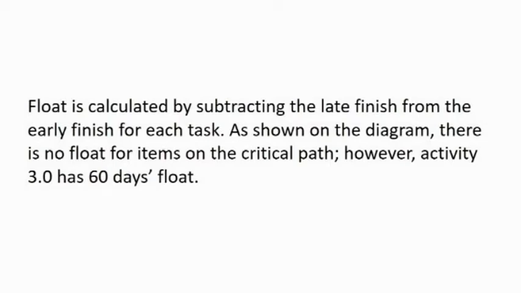The next thing is the float, which is calculated by subtracting the early finish from the late finish for each task. As shown on the diagram, there is no float for items on the critical path. However, activity 3.0 has 60 days float. In our video on the exercises, we are going to see how these calculations are effectively carried out.